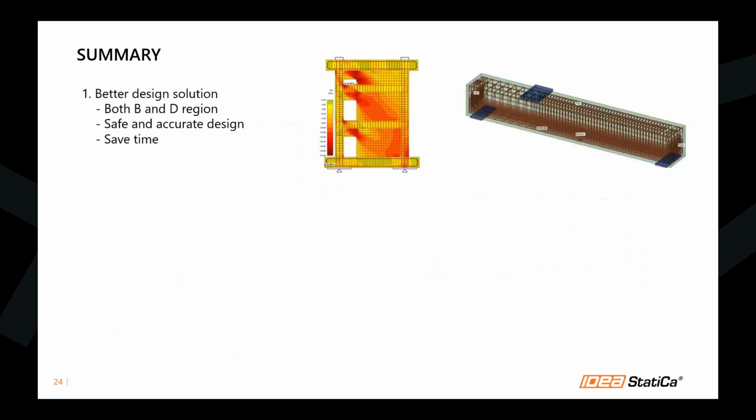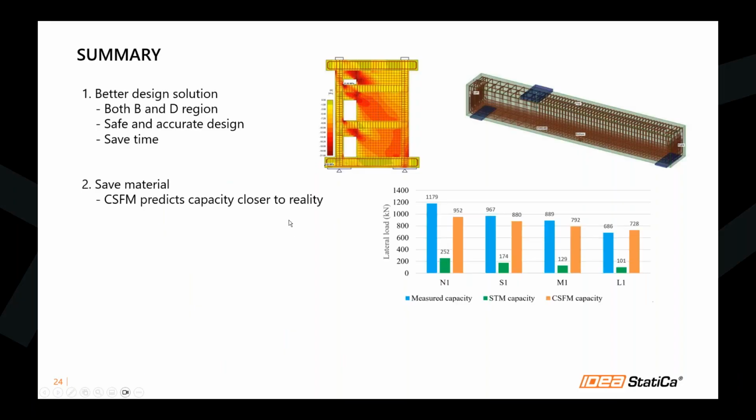So just a summary. Why is IDEA StatiCa Detail useful for you? First, it's a better design solution. As you can see, it can be used for both B and D regions, but of course, it would be more useful in the D region, as you can see in the demonstration. Safe and accurate design, you don't need to worry anymore. You don't need to estimate using stress in the global FEA model anymore. Just use this and be safe. And lastly, it saves time, because if you're using the strut and tie method, there'll be a lot of trial and error included.